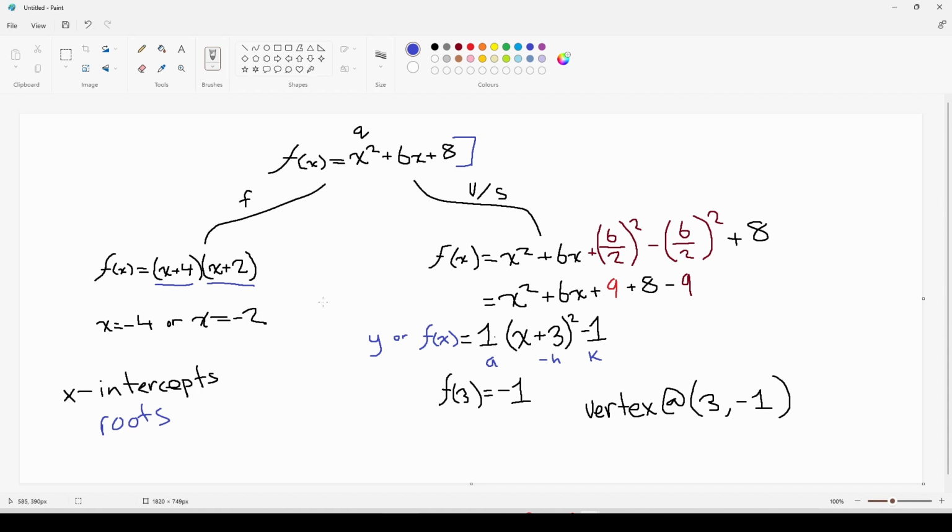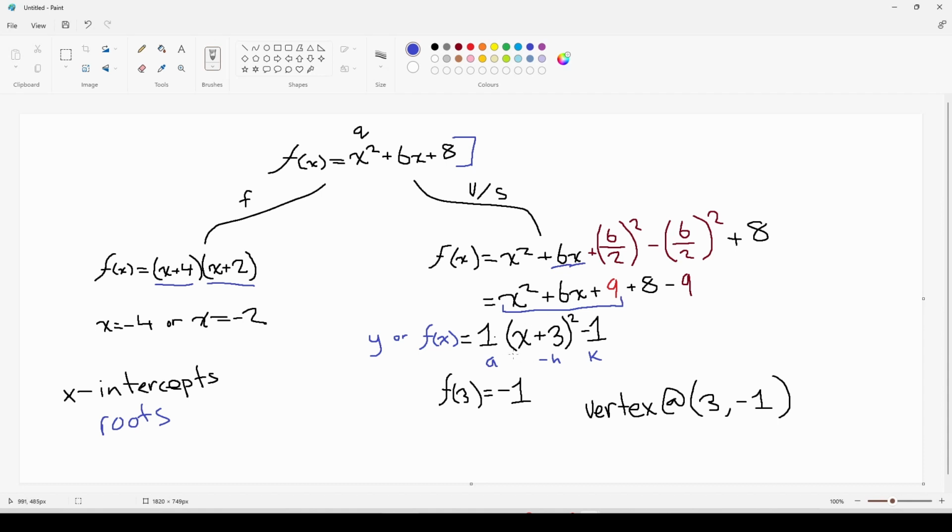equal to -2. For our vertex or standard form, we have to take half of our b, or the coefficient of x in the second term, and square it. So we have 6 over 2 in brackets squared. We're adding that and also subtracting it. And the reason that we do that is so that with these three terms, we can complete the square.